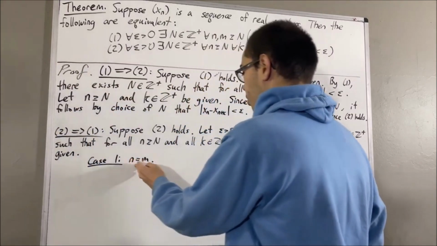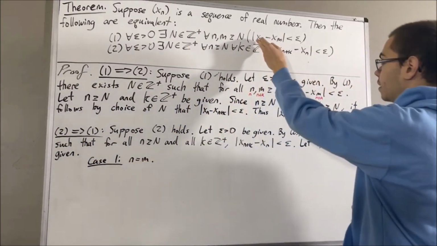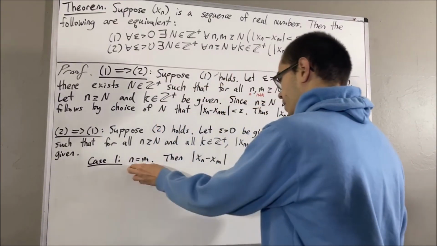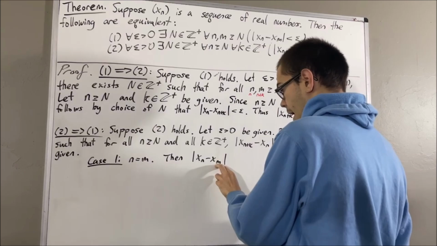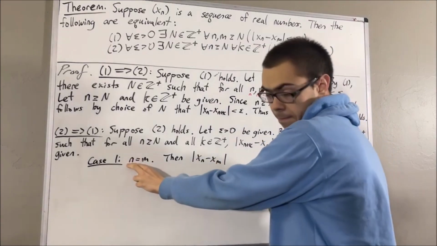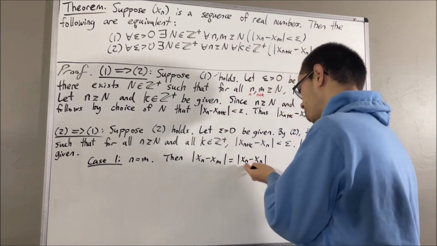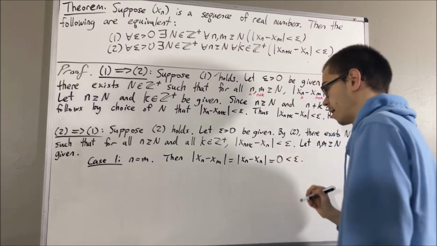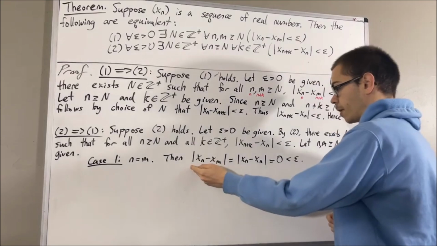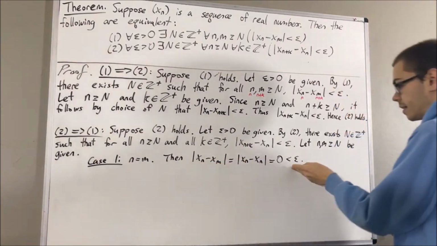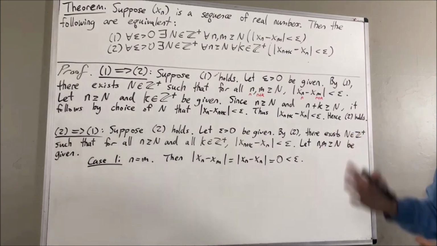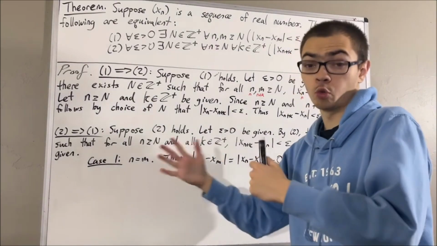In the case n is equal to m, well, let's write out the left-hand side of this inequality. We know n is equal to m, so we could replace m here with n. And this is just equal to 0. And 0 is clearly less than epsilon. So we have shown that the absolute value of xn minus xm is less than epsilon. So this completes case 1. Now let's move on to case 2 and consider n greater than m.